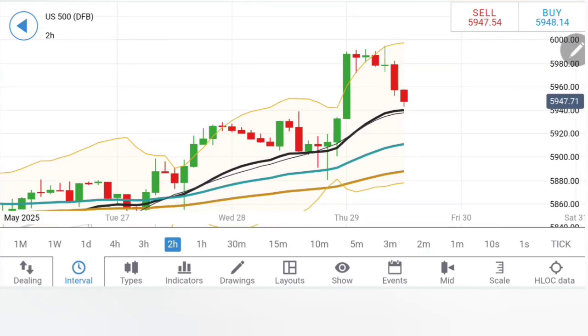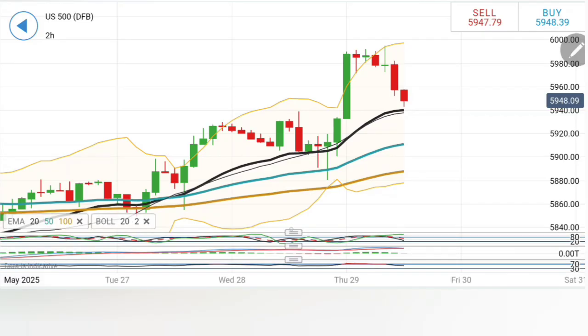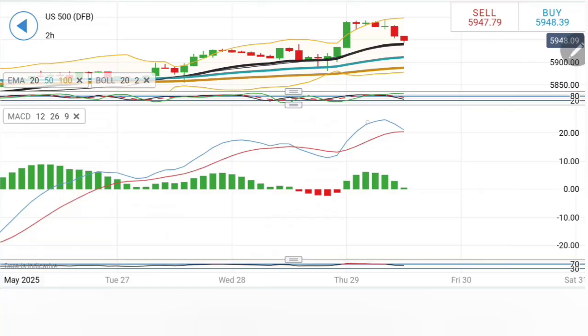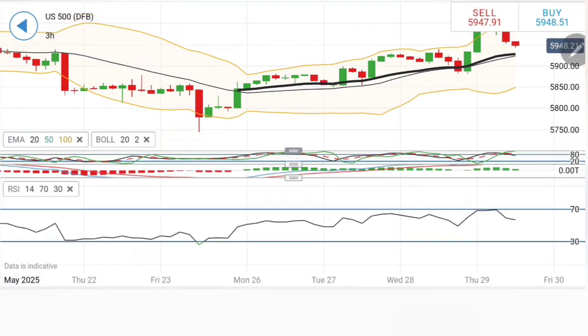Only bearishness in S&P is below 5880 levels. As long as 5880 is not taken, do not treat this as bearish. The stochastic is looking down, the MACD is trying to converge, a crossover for a sell. The RSI is coming out of the overbought zone.